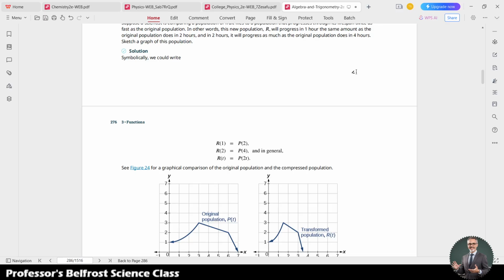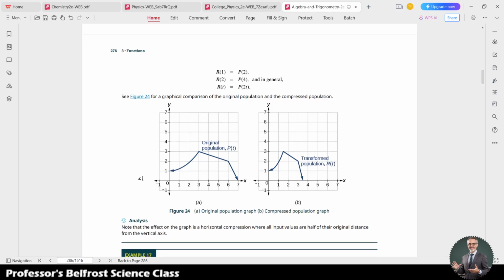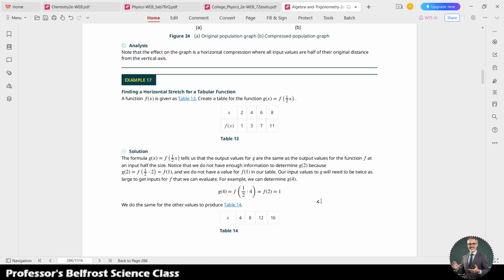So symbolically, we can write it like this. R(1) equals P(2), R(2) equals P(4), R(t) equals P(2t). And here's how the population is transformed. You see, because the constant is always greater than 1, this is compressed. This is the effect.